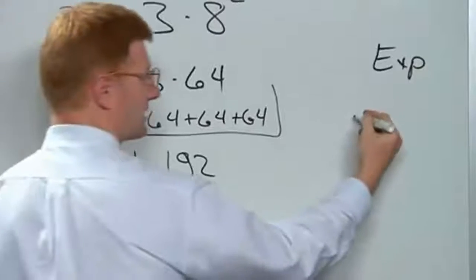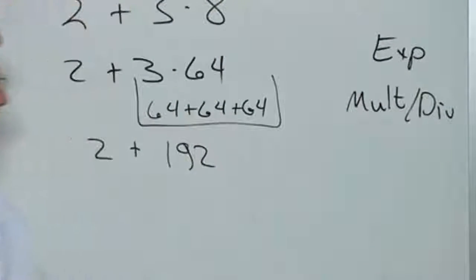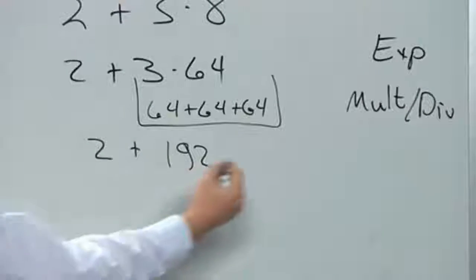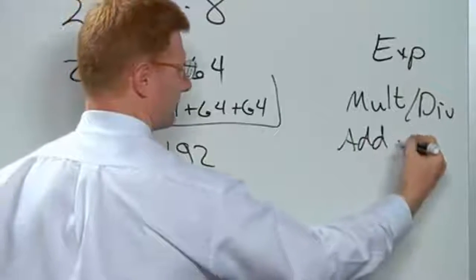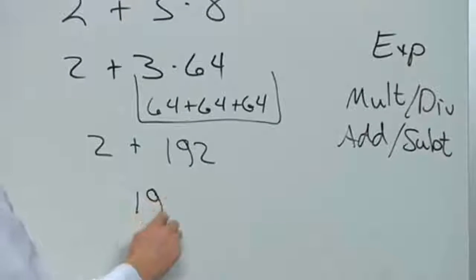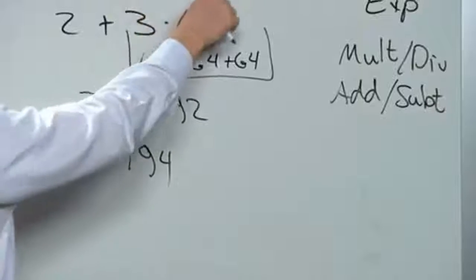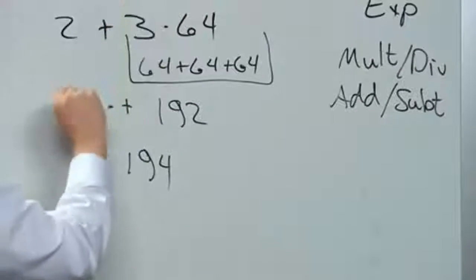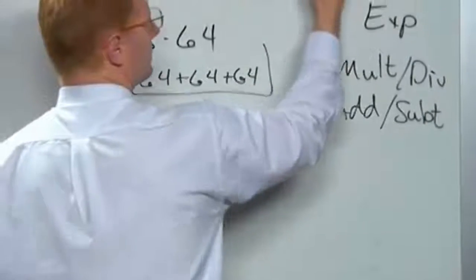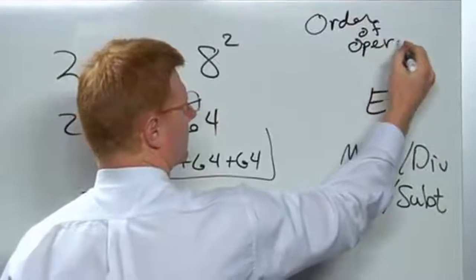That tells us that we have to take care of multiplication and division before we can ever put on the addition and subtraction. So we get 194. What this is, making sure you take care of the exponents first and then the multiplication and then the addition and subtraction, this is called the order of operations.